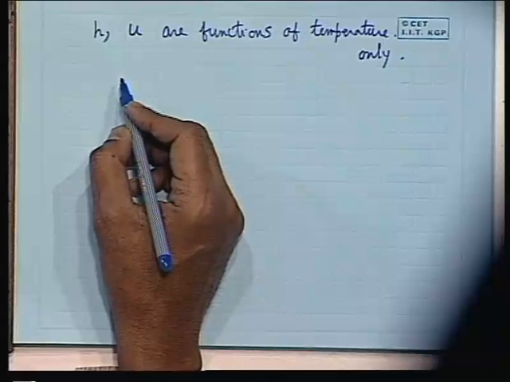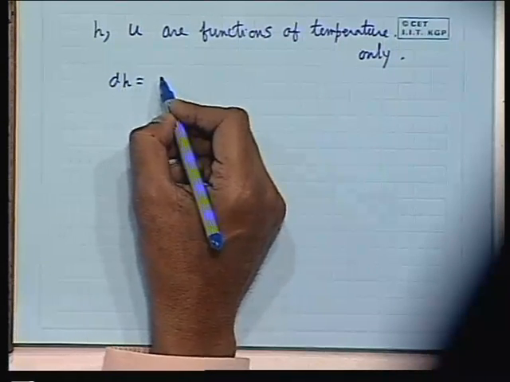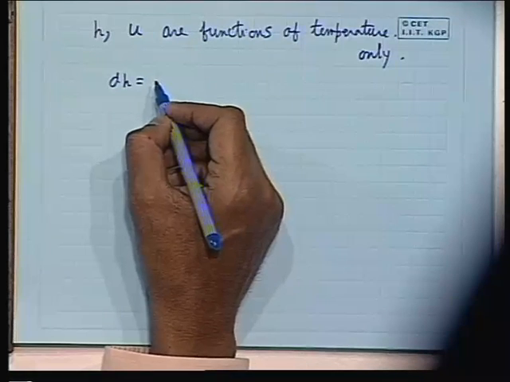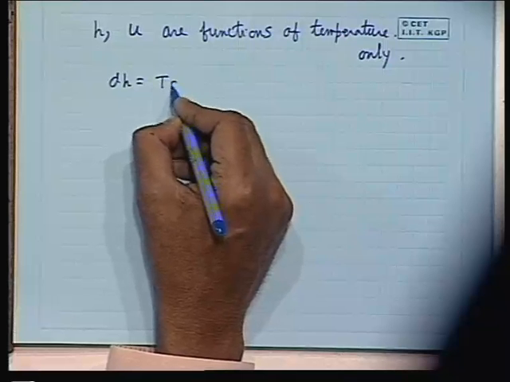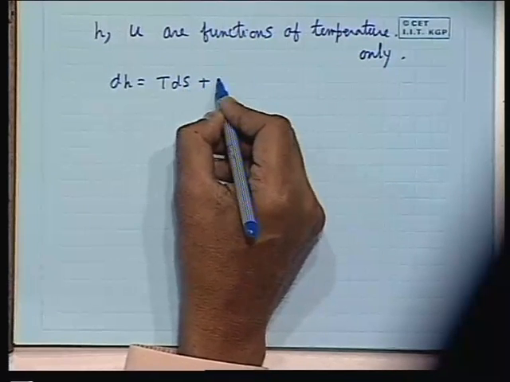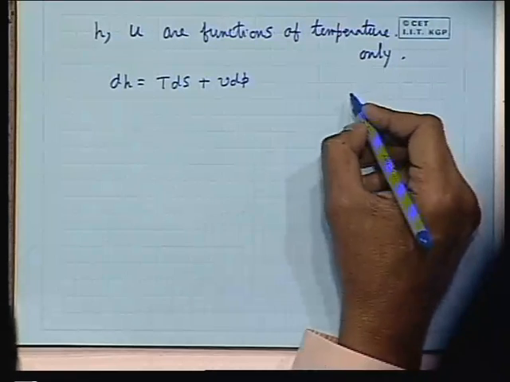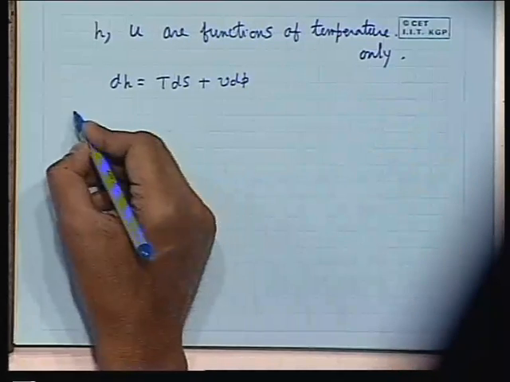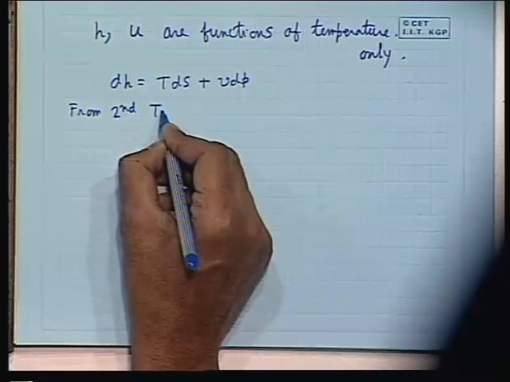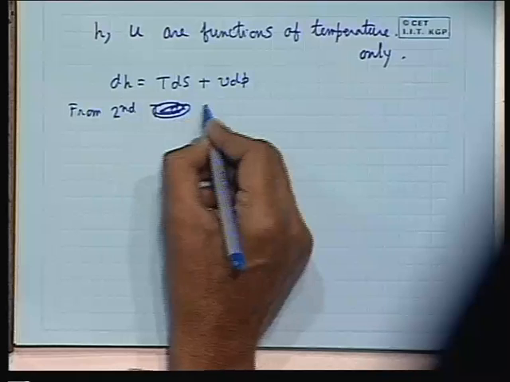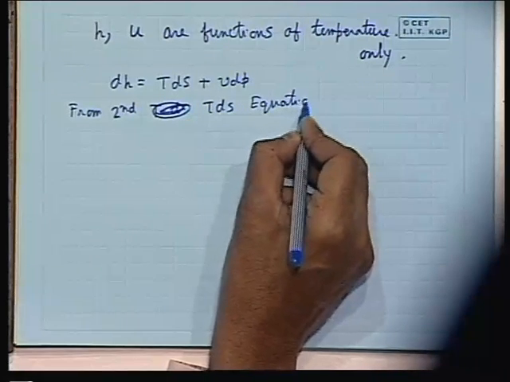Let us write this expression. dH, if you recollect the very important thermodynamic property relations, which are probably the most important and fundamental property relation, is TdS plus VdP. Very good. Now what is TdS? From the second TdS equation, what we know?